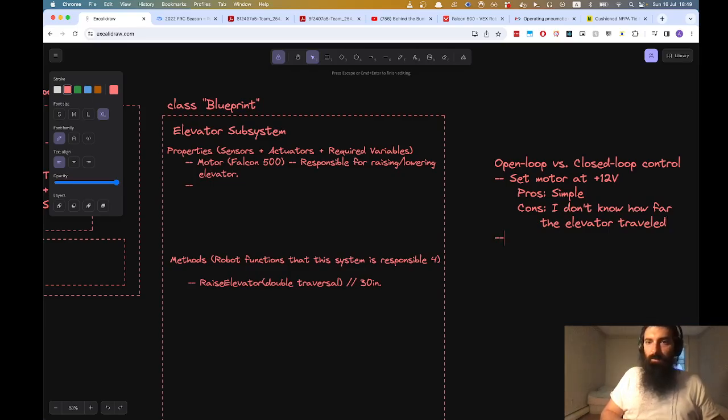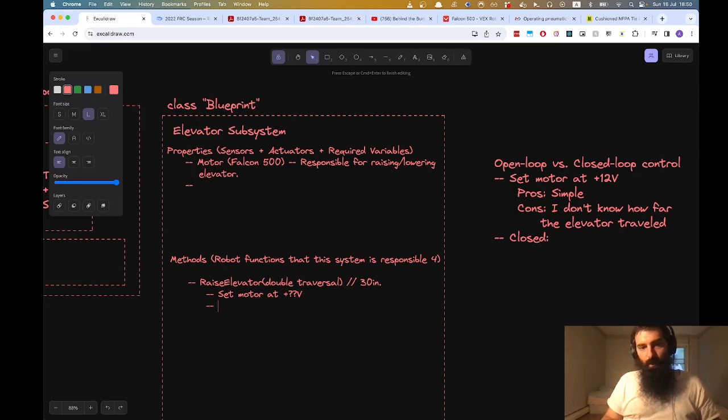Okay, versus a closed loop approach. How would we do a closed loop approach? How would we tell the elevator to go 30 inches? So set the motor at a given voltage, plus some number of volts. Then what I can say is, okay, I have to set the motor at some voltage, right?